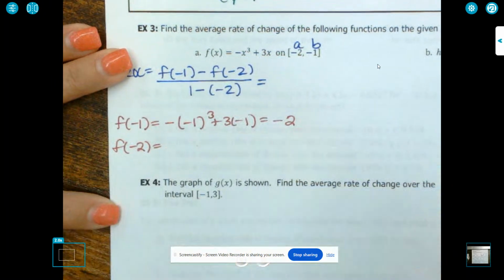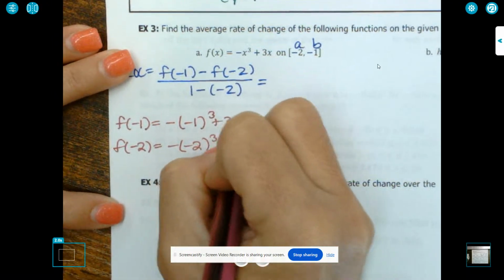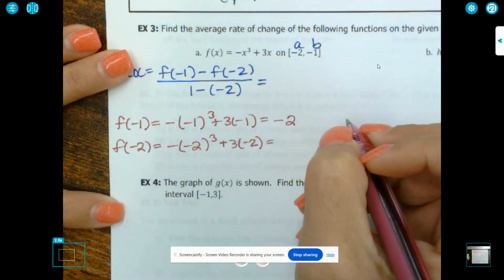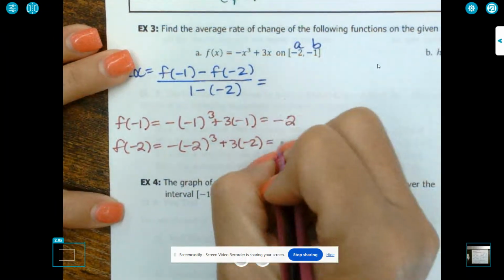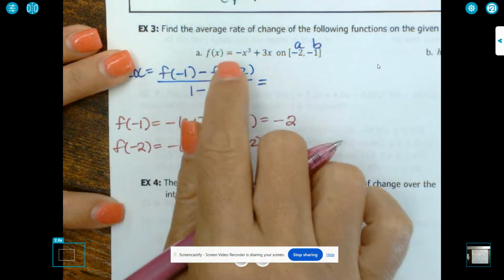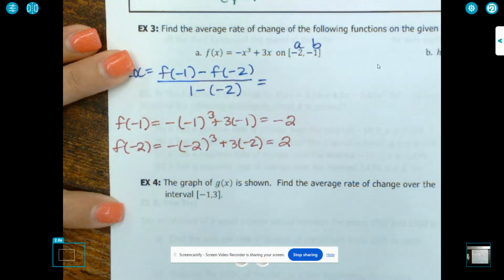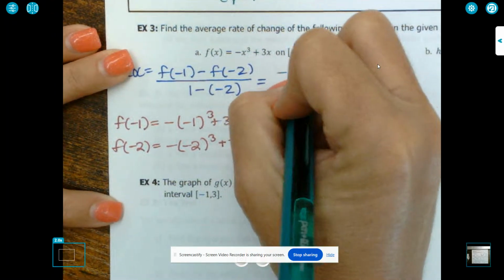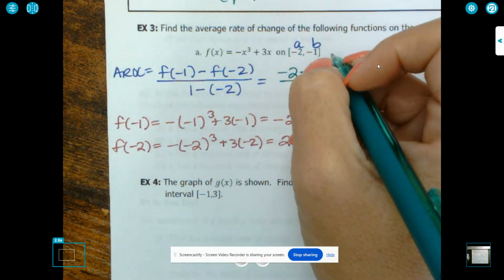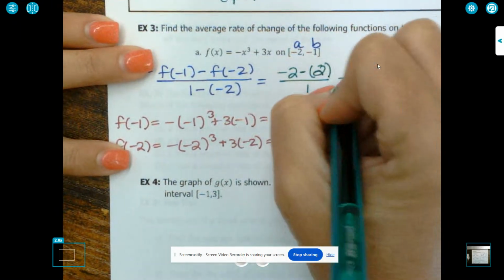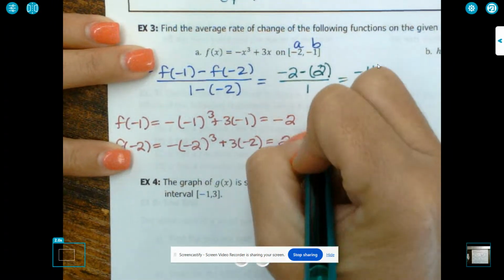All right, then we've got f of negative 2. So I'm going to do negative 2 cubed plus 3 times negative 2. So that would be negative 8. That makes a positive 8. 8 minus 6 is positive 2. So now I have the values that will go in up here. All right, so if I plug those values in, I'm going to have negative 2 minus 2 over 1. And that's going to give me negative 4 divided by 1, which makes my AROC negative 4 for this problem.